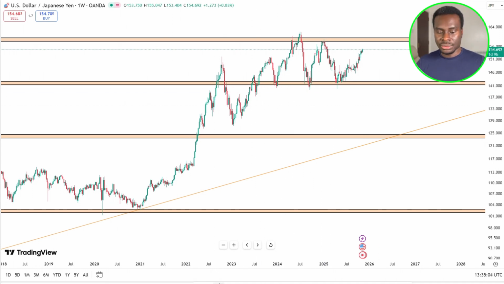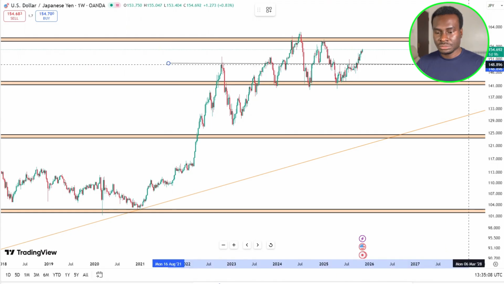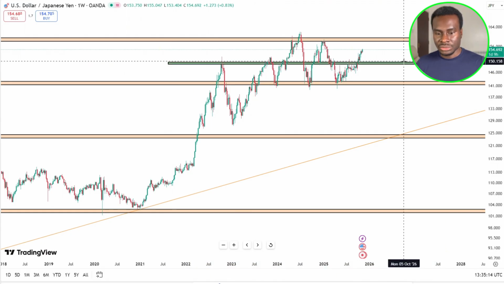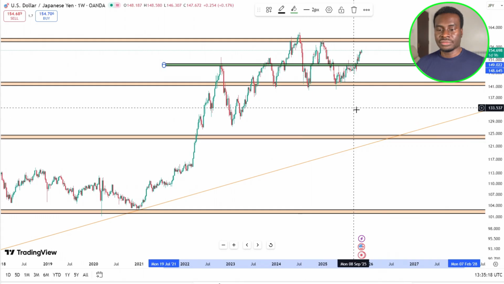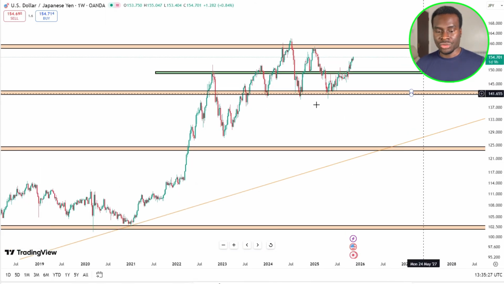Now, if you look here closely, we've got a weekly level right about here as well. So we've got a level right about here. I'm just going to arrange it properly. So we've got this level right about here. Remember what I told you guys, that we trade from zone to zone.